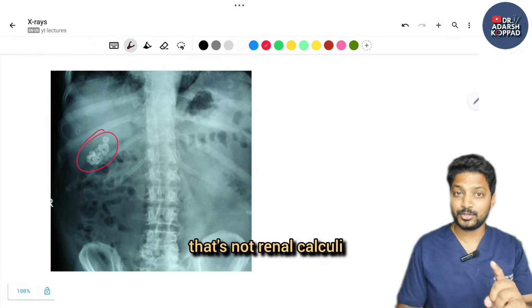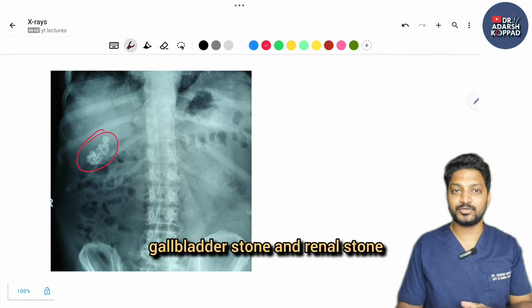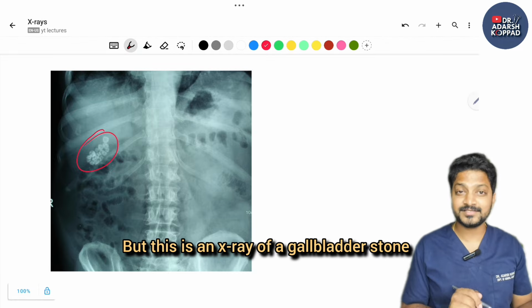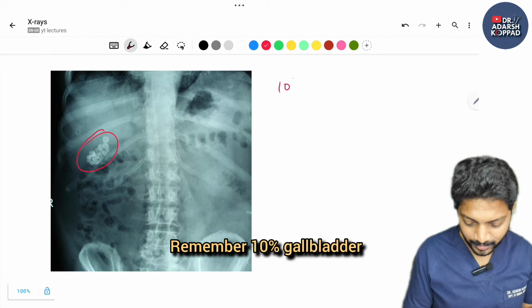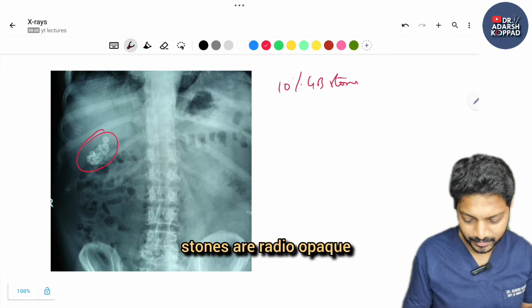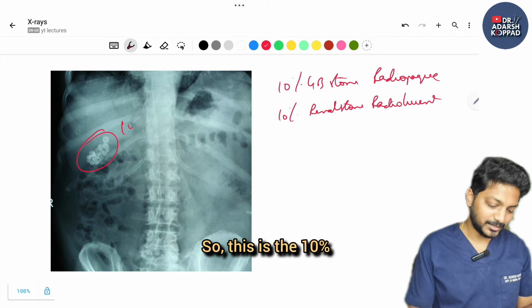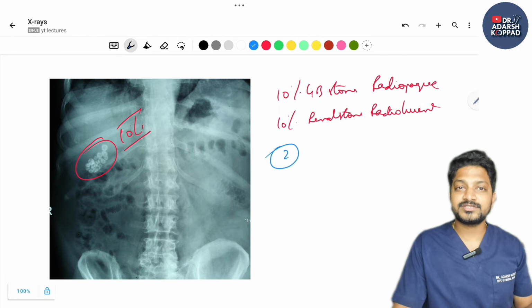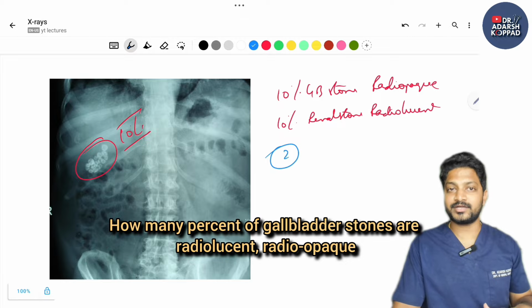See this? That's not renal calculi. If the options were given as gallbladder stone and renal stone, I know you would end up marking renal stone. But this is an X-ray of a gallbladder stone. Remember, 10% of gallbladder stones are radiopaque, 10% of renal stones are radiolucent. So this is the 10%. You're seeing gallbladder stones in an X-ray. These are the kind of questions that can be asked. How many percent of gallbladder stones are radiolucent, radiopaque?